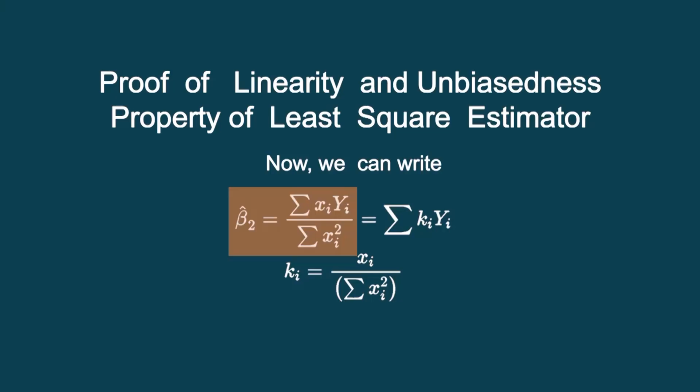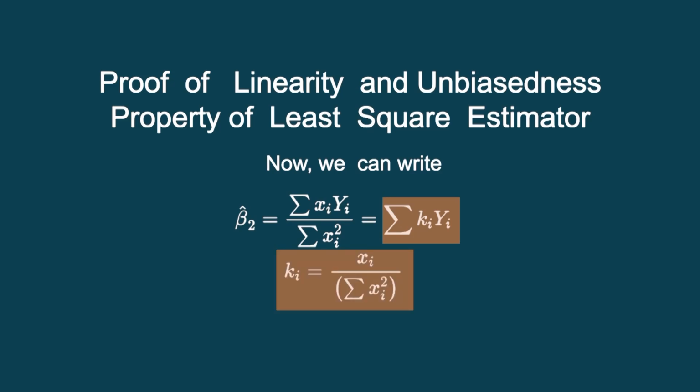Accordingly, we can see that this beta 2 hat can be written as summation xi, which is written in small letter because it is the deviation from the x bar, times capital Yi, which we have derived just now, divided by the denominator, summation of xi square. Now here we are assigning a weight, which is ki. So this ki is basically a fraction of xi divided by summation of xi square, so that we can consider it as if k1x1 plus k2x2 plus k3x3, where i is running from 1 to n.